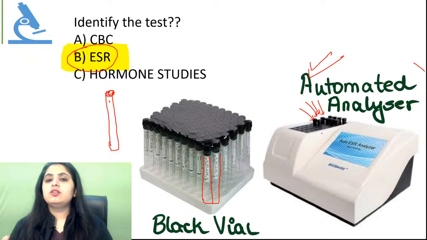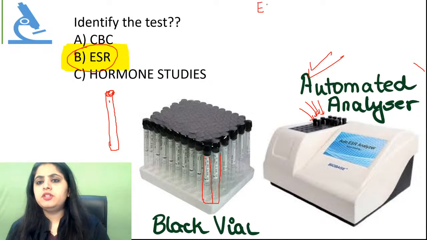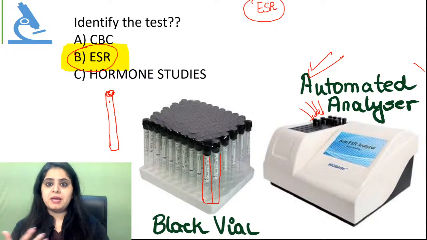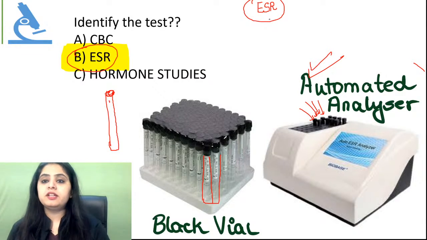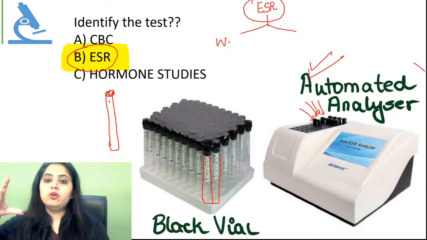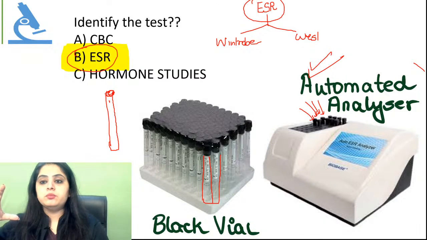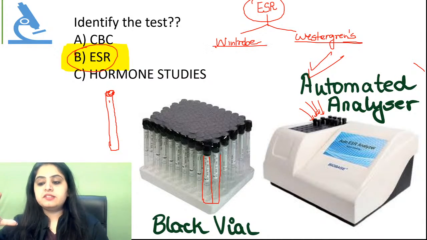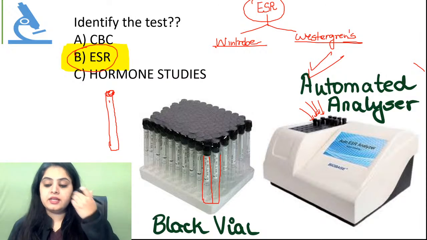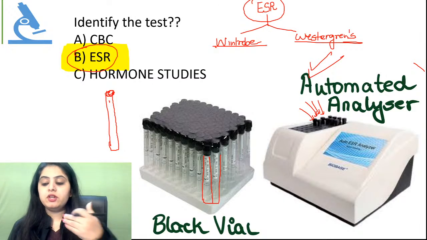No. Like normally guys, what are the tubes we use for ESR? The manual methods which we do ourselves manually. What are the two tubes that we use for ESR estimation? There's a short tube and a long tube. I hope everyone remembers there is a Wintrobe's tube and there is a Westergren's tube. Correct? So that is when we are doing it manually.